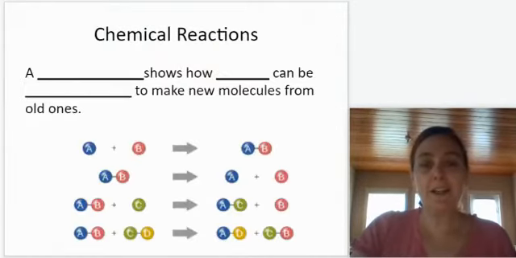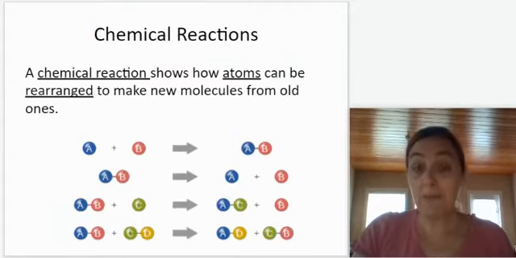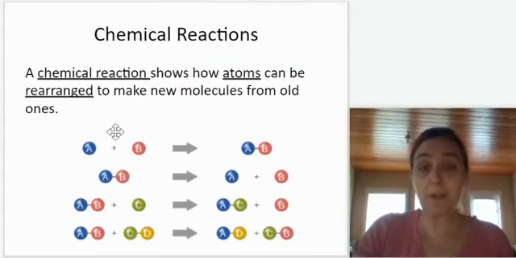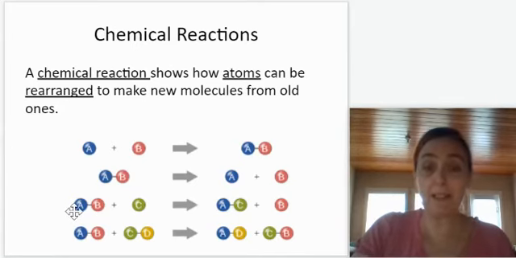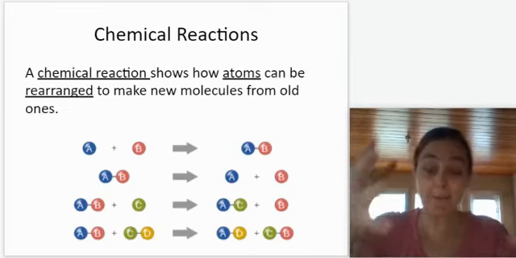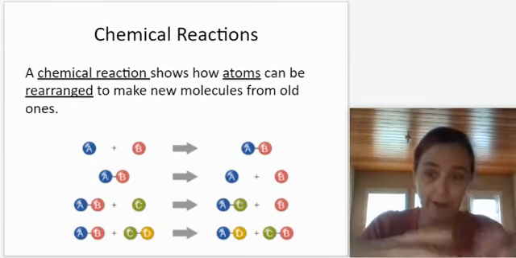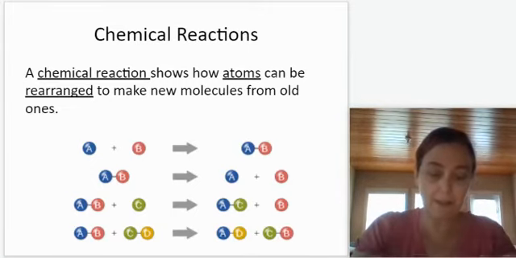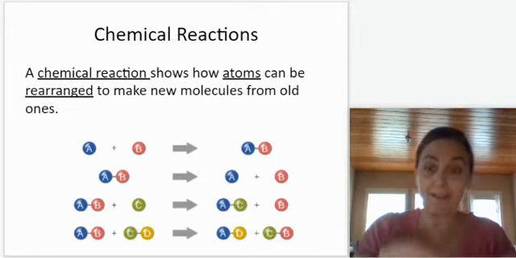Chemical reaction shows how atoms can be arranged to make new molecules. You can be combining them. You can be taking them apart. You can be taking one off and adding another, substituting one for another. And you can be switching atoms. There's all different ways that chemical reactions can happen, but they're the same atoms at the start, rearranged, the same atoms in a new arrangement at the end.